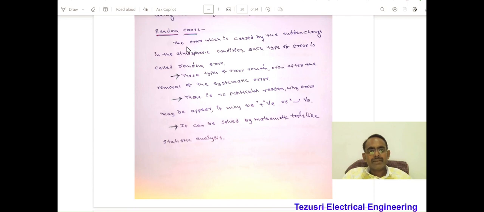Next, random errors. The error which is caused by a sudden change in atmospheric conditions is called a random error. This type of error remains even after the removal of static error. There is no particular reason why the error may appear. It may be positive or negative. It can be handled by mathematical tools like statistical analysis. We have to study that later.